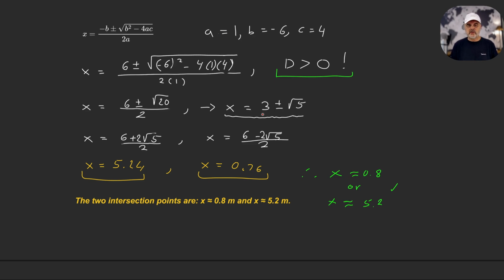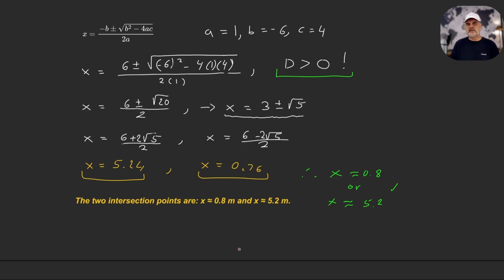But you're not going to leave this answer in that form. You want to show that number using decimals, because this is a word problem. So one point is at 5.24 and the other point is at 0.76, give or take. When rounded, you have 0.8 meters away from the start of the ball flying up, or you have potentially 5.2 meters horizontal distance away from the ball flying up in the air.